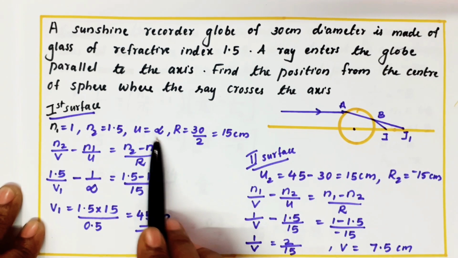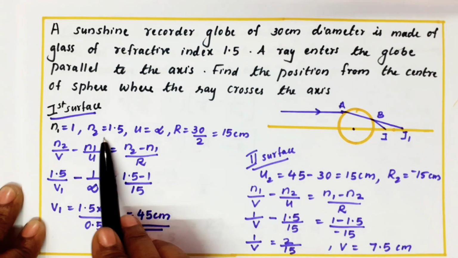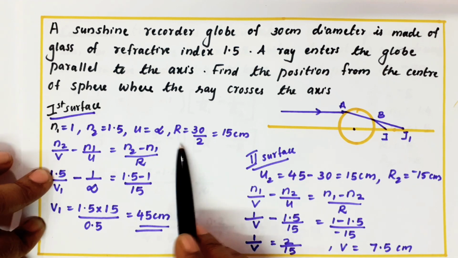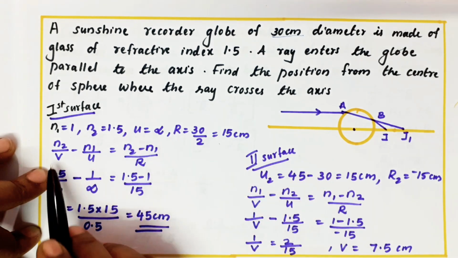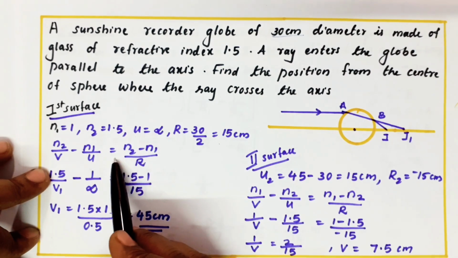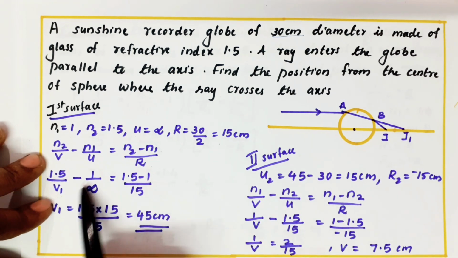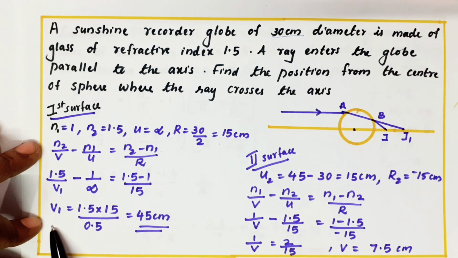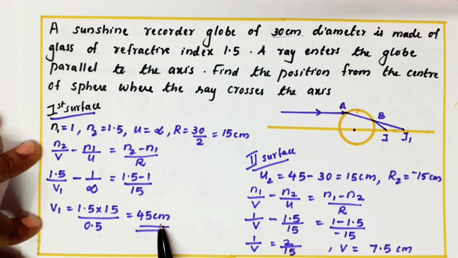As the light rays are parallel, I can take u as infinity. N1 is taken as 1 and N2 as 1.5. Radius of curvature: they gave us a diameter of 30, so I have taken the radius of curvature as 15. Apply N2 by V minus N1 by U equals N2 minus N1 by R. 1.5 by V1 minus 1 by infinity equals 1.5 minus 1 by 15. V1 equals 1.5 into 15 by 0.5, so we are getting 45 centimeter.